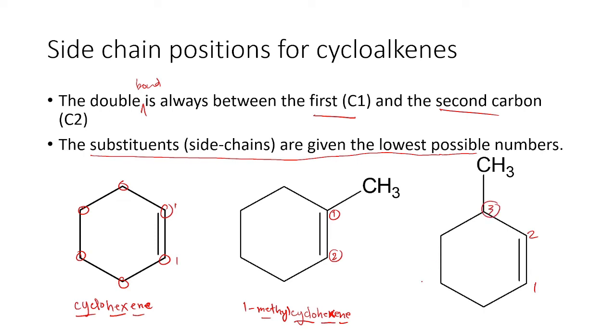So the carbons bearing the double bond will have the lowest possible numbers, which are 1 and 2, and the substituent also will have the lowest possible number, which is 3. So we will have 3-methylcyclohexene.